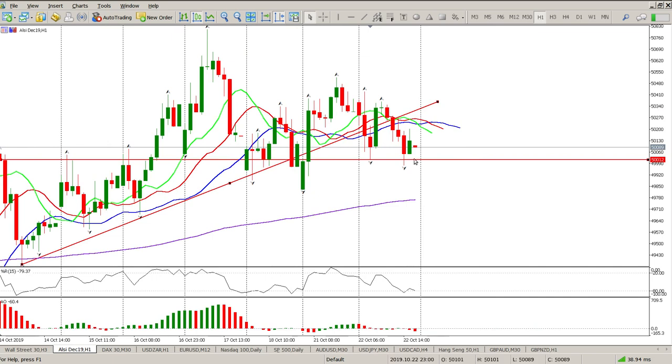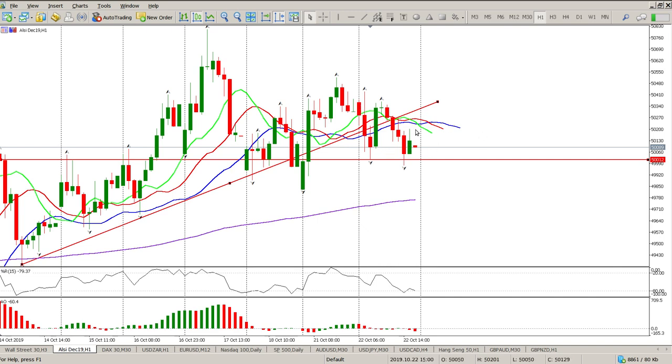Now, looking at the hour, we have had a break of the alligator, and then we immediately went back above the alligator. Then we turned back below the alligator. So pretty difficult yesterday, and yesterday was a crazy day at the open. I'll just get to that now.